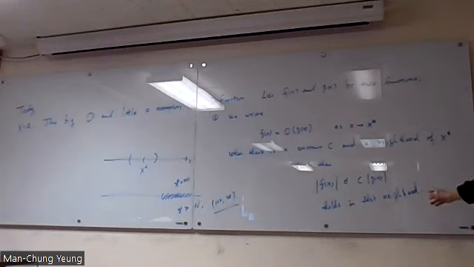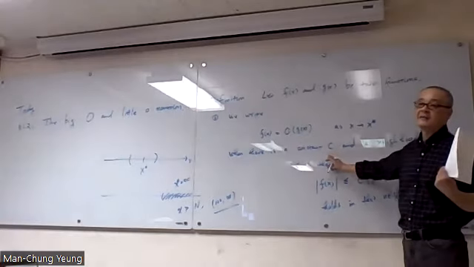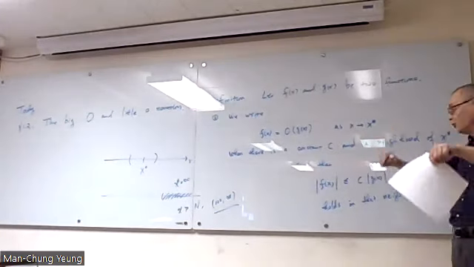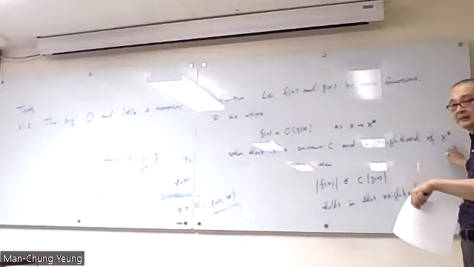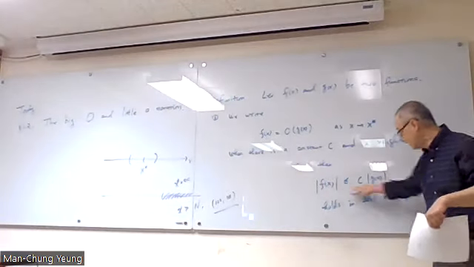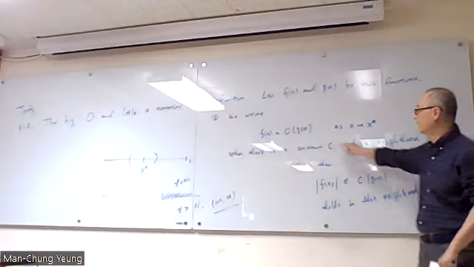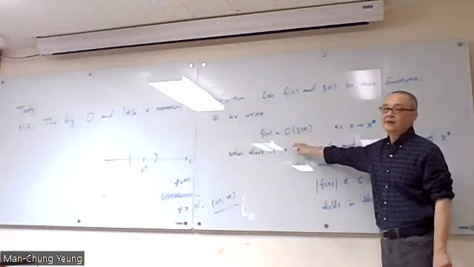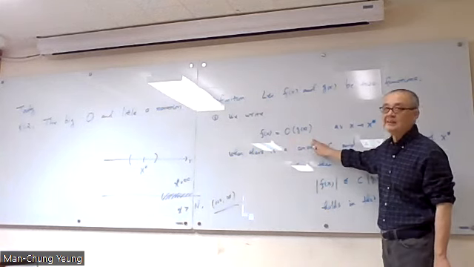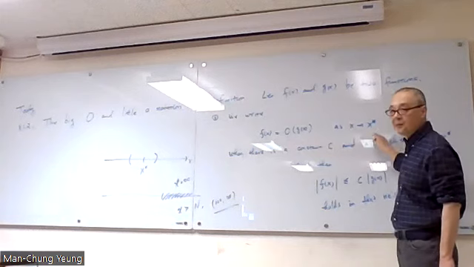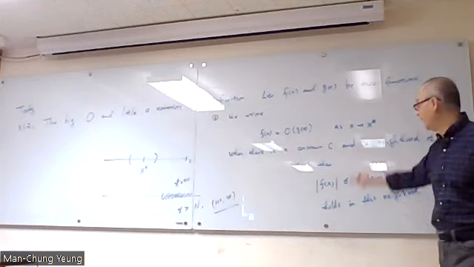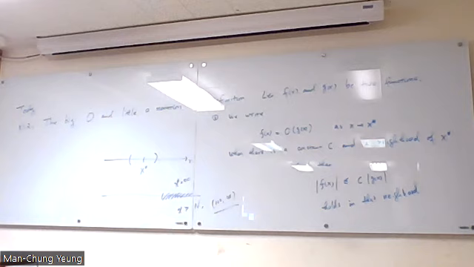Is the definition clear to you? If we can find some positive number c and a neighborhood of this point so that the inequality holds, then we write f is big O of g as x approaches x star. Definition.